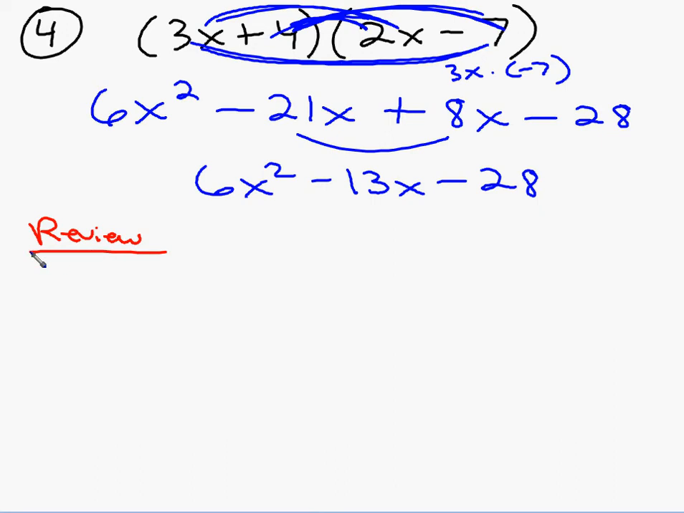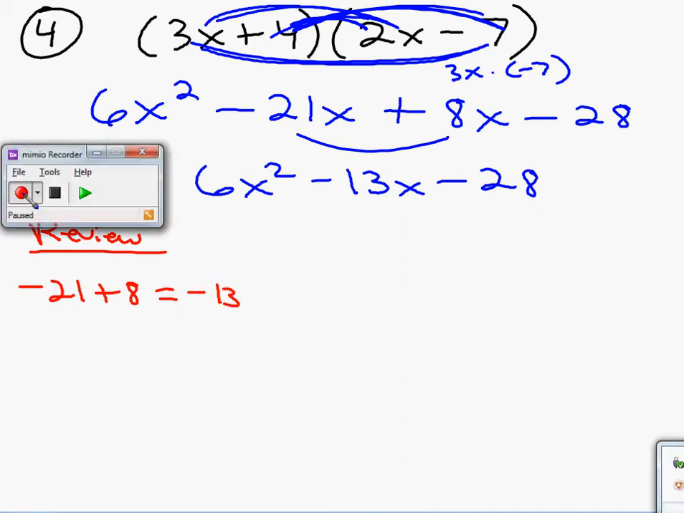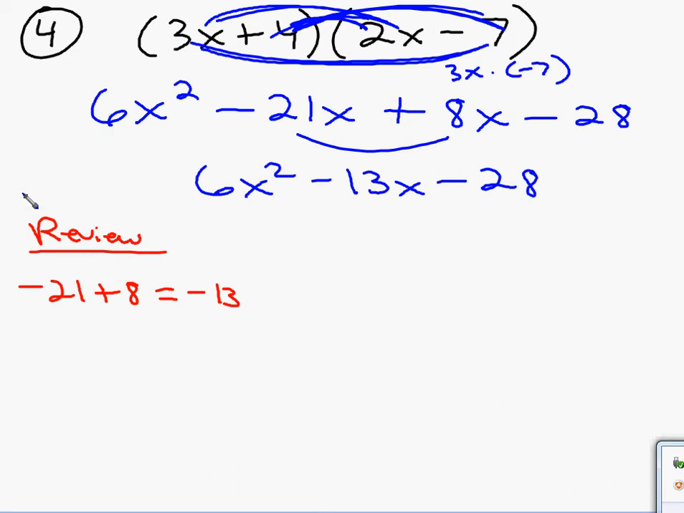What is negative 21 plus 8? Well, the signs are different, so we subtract. Negative 13. What if I have negative 21 minus 8? That would be negative 29. So let's make sure that we keep those rules straight as we do this. Let's do another problem.